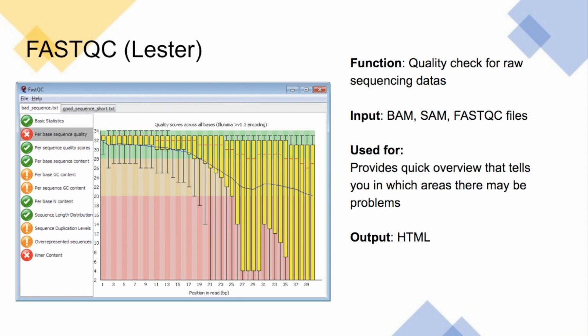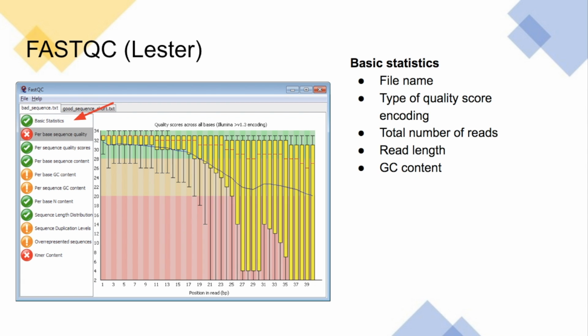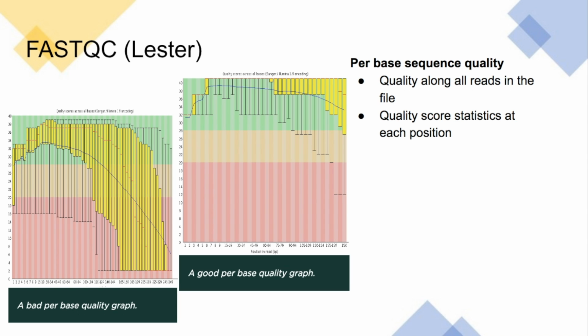as Illumina. FastQC can be imported in the form of BAM, SAM, or any FastQ file variants. The tool provides a quick overview that tells you in which area there may be a problem. The file is exported as HTML, and it provides various information on the sequence. The first is basic statistics, which shows simple information on the input file. Next is per base sequence quality, which is a box and whisker plot that tells the quality from the beginning to the end of the sequence. It gives statistics on the per position basis of the qualities.